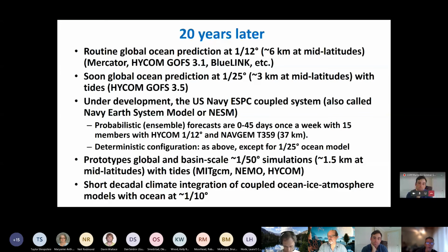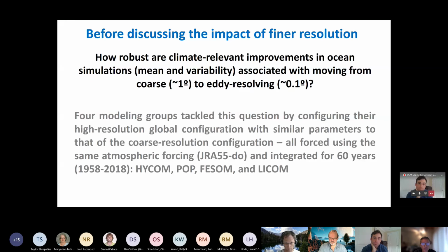But before going to fine resolution, let me bring up one question which is relevant for climate types of simulations: how beneficial is it to go from coarse resolution, on the order of 1 degree, which is a typical CMIP configuration, to global eddy-resolving 1/10th of a degree? So as part of the CLIVAR Ocean Model Development Panel, 4 modeling groups configured high resolution models with very similar parameters to the coarse resolution, and all forced using the same atmospheric forcing, which is CORE, and integrated for 60 years.